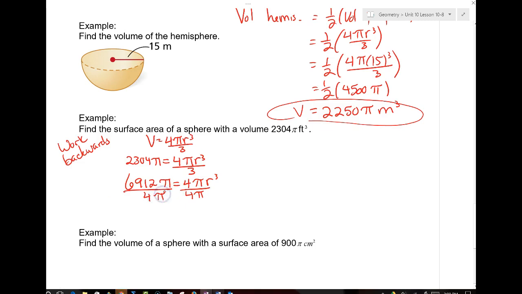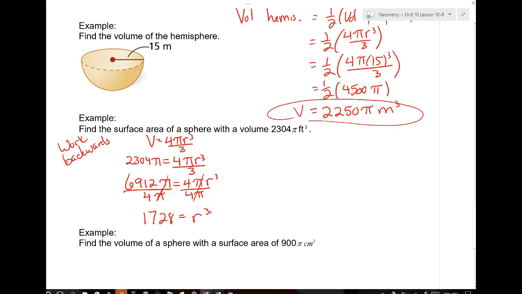What happens to the pi's? Anything divided by itself gives you what number? 1. So it's gone. All right, so those simplify out. Slash them out if you want to. And then please go 6,912 and divide that by 4. 1,728 equals my radius cubed.